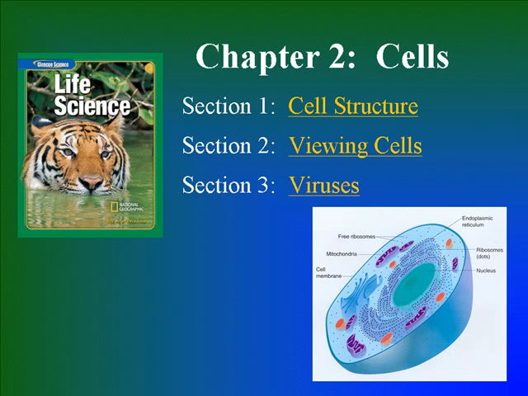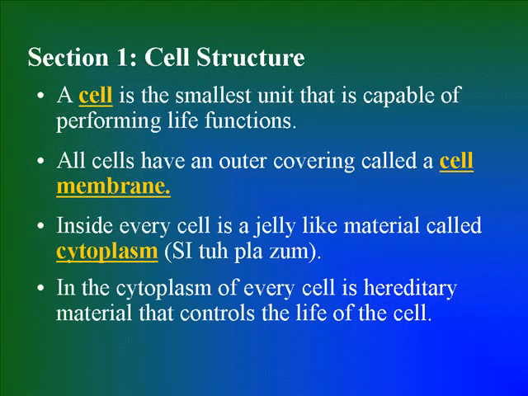So we're going to start with cell structure. So find that at the top of your sheet. Alright guys, so a cell is the smallest unit that is capable of performing life functions. The cell is the absolutely smallest thing that can actually still be alive. It can do all the things that we do, just in a much simpler form. And of course we've got trillions of cells in our body all doing the functions that we do as one big organism. So you can't get anything smaller than a cell and still be alive.